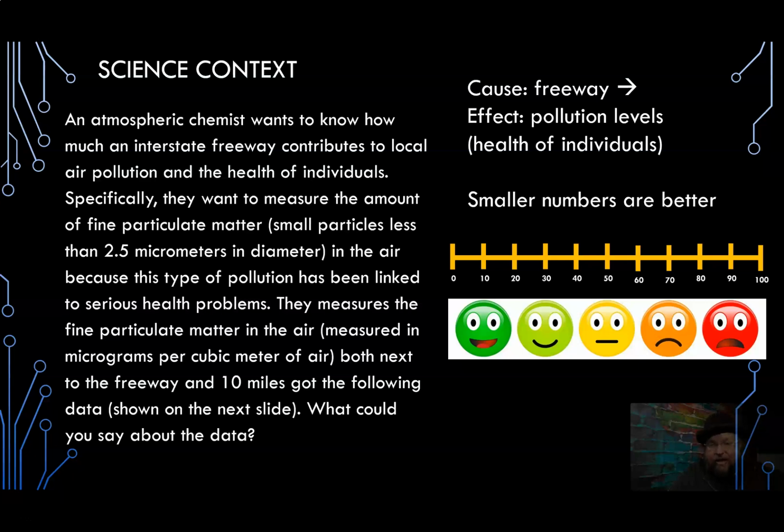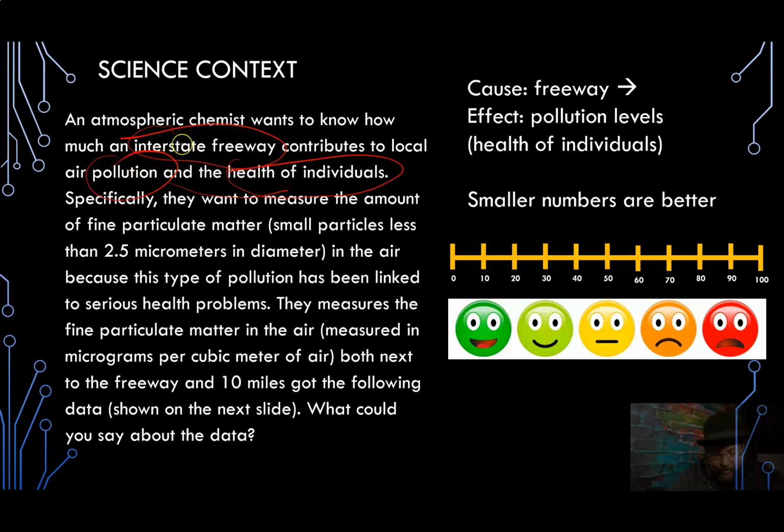So this is, again, where we get a little bit of the context, and it's science, and we have to know what's the cause and effect. You can see here it says an atmospheric chemist wants to know how much an interstate freeway contributes to local air pollution and the health of individuals. And so this is really key: interstate freeway cause and effect being pollution, which also correlates to the health of the actual individuals.